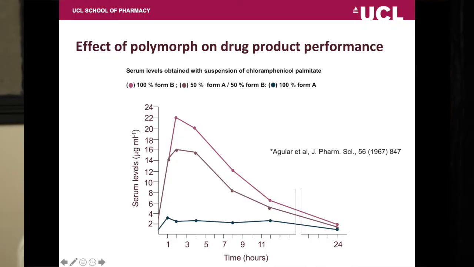This is a classic example. It's in Alton's Pharmaceutics, actually, if you have a look. It's the dissolution of chloramphenicol palmitate, and it's got two different forms, form A and form B. Form A is the stable form, and form B is the metastable form. So on the graph, the pink circles show you the bioavailability profile if you administer form B, pure form B. So form B is the metastable form.